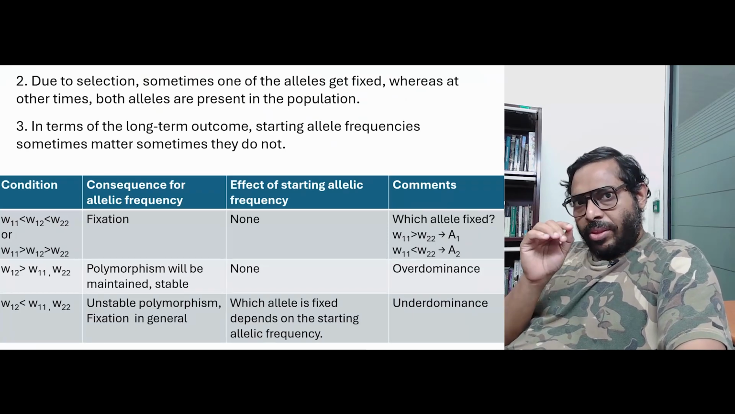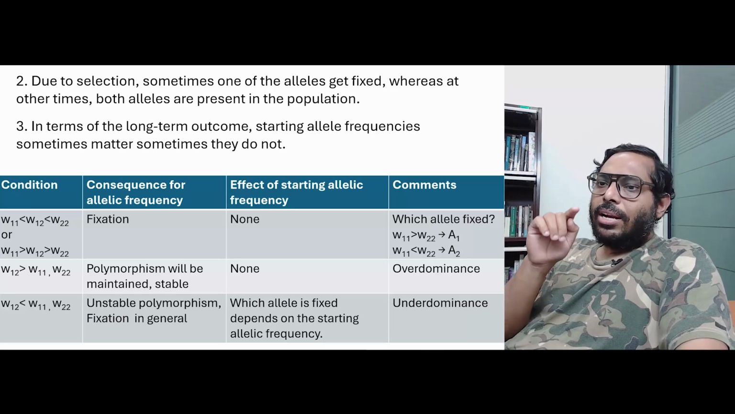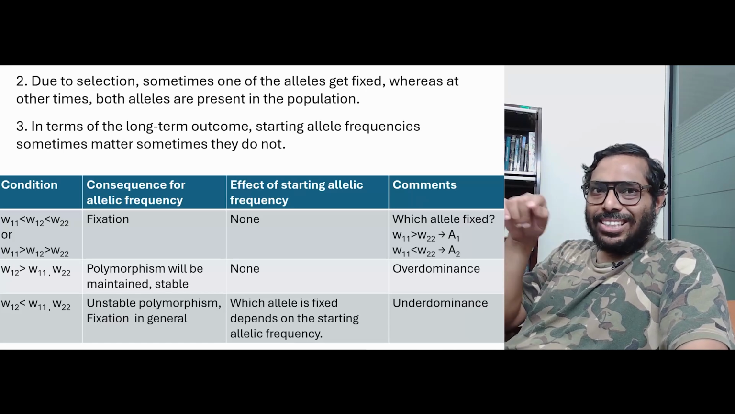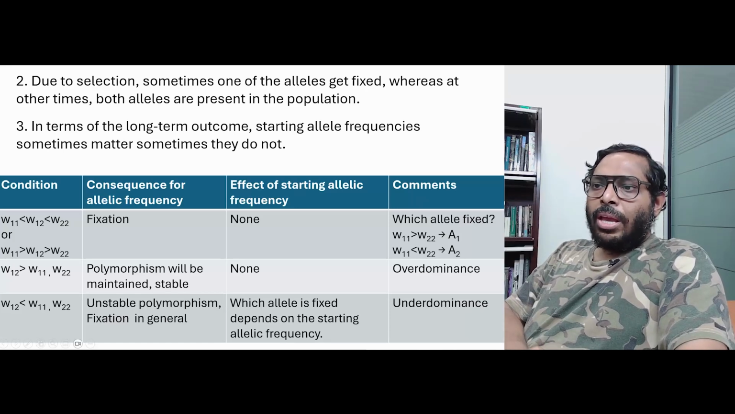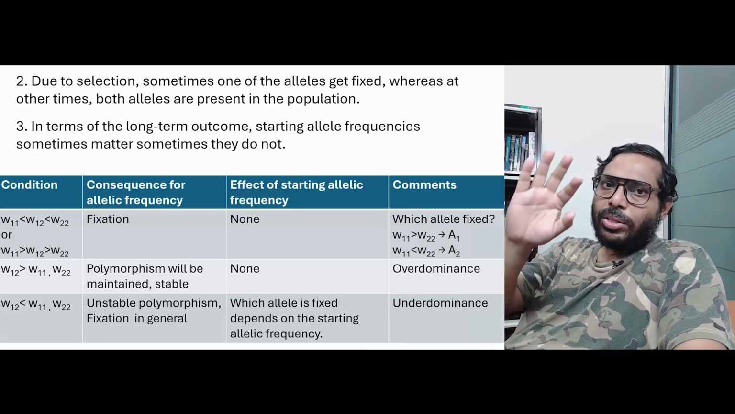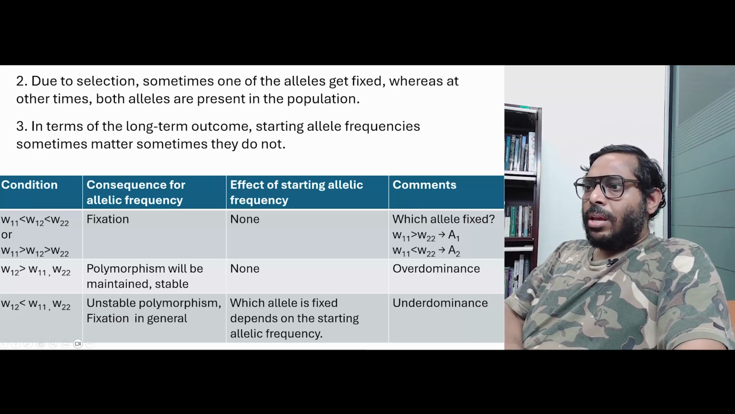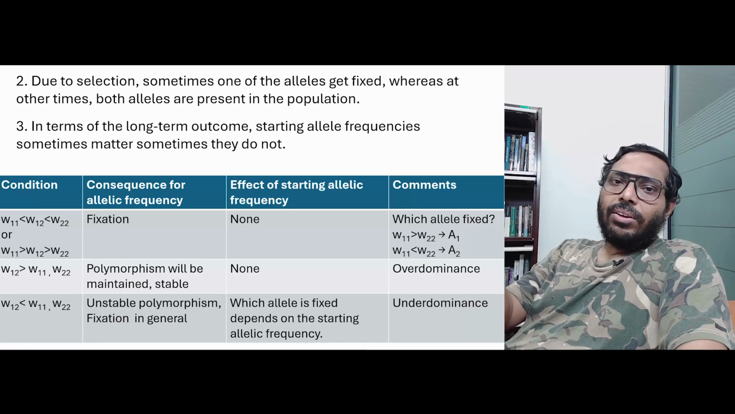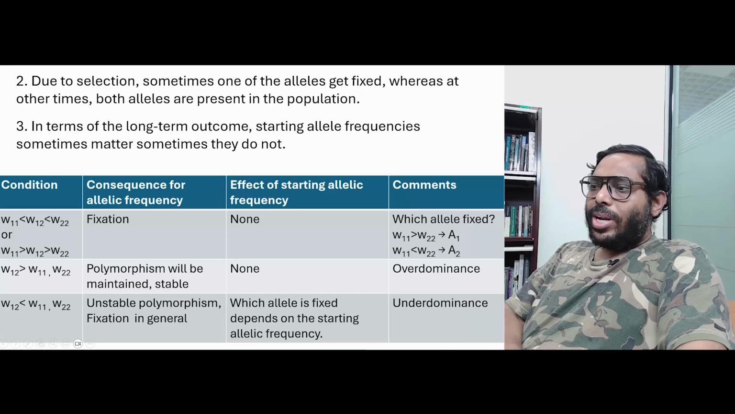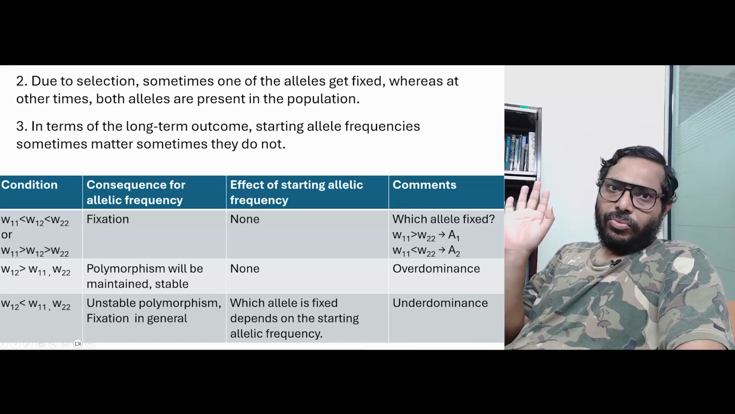If I have a scenario where the fitnesses of the 3 genotypes are going monotonically, in the sense that W11 is greater than W12 is greater than W22, or the other way around, W11 is less than W12 is less than W22, in that case the consequence for allelic frequency at equilibrium is fixation. One or the other allele is going to go to frequency 1. The starting allelic frequency will not matter at all, and which allele will get fixed will depend on whether W11 is greater than W22. If so, A1 will be fixed. If W11 is less than W22, A2 will be fixed.